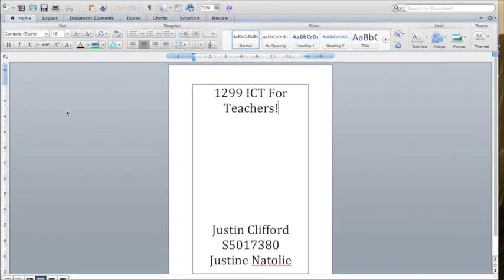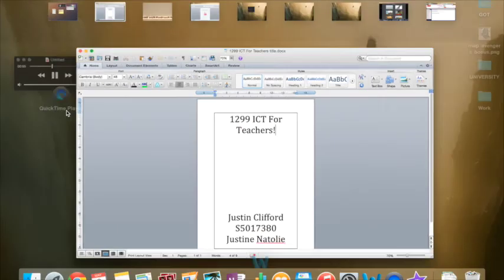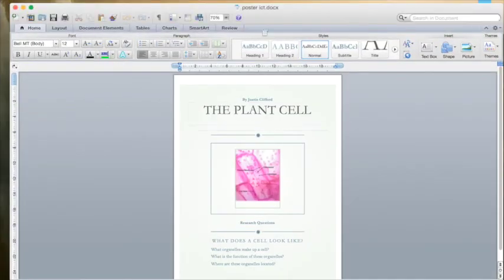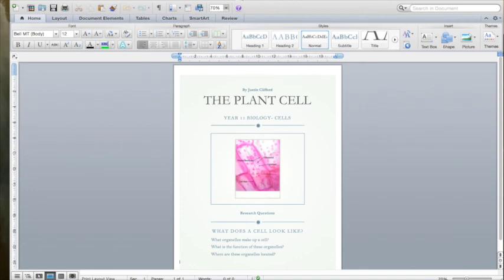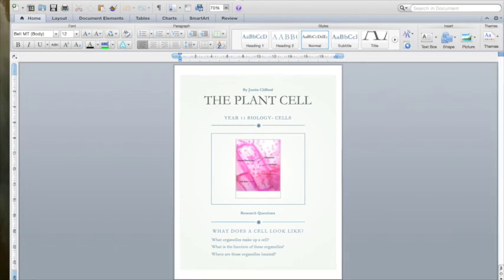The process begins with the formation of a few research questions that construct the framework of this content knowledge. This is the first stage in project-based learning. In the second stage, we use Microsoft Word, our first piece of technology, to create a poster that shows our goals for the project. Some of the questions that we could look at in this unit include: what does a cell look like? What different organelles make up a cell? And what is the function of these organelles?